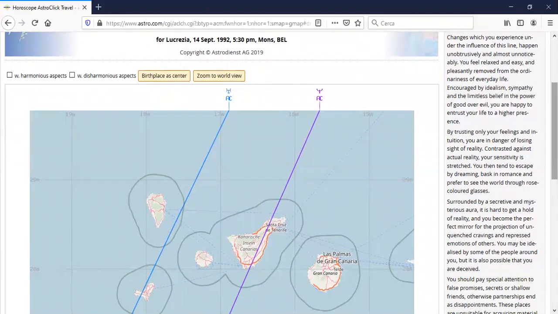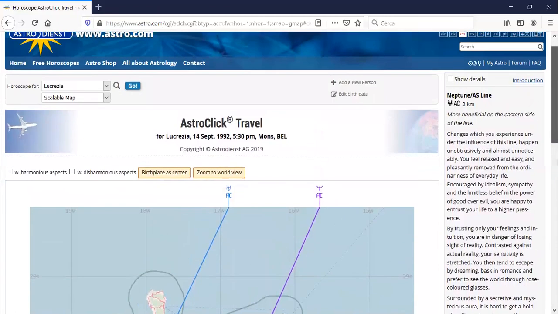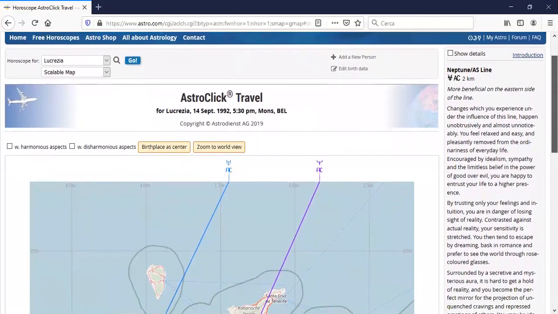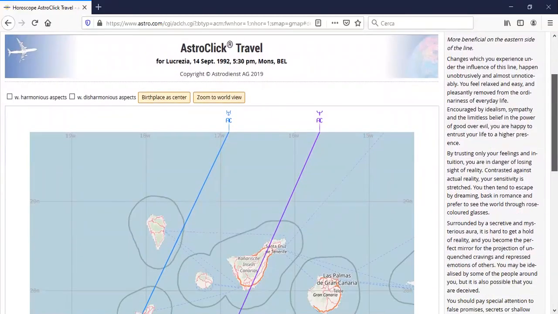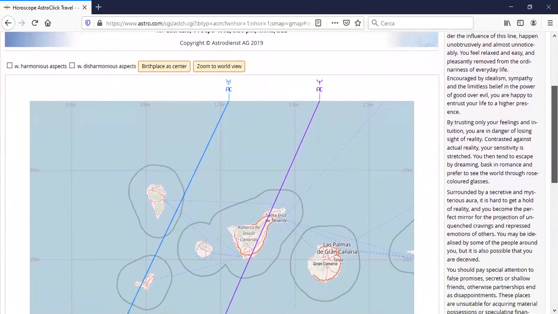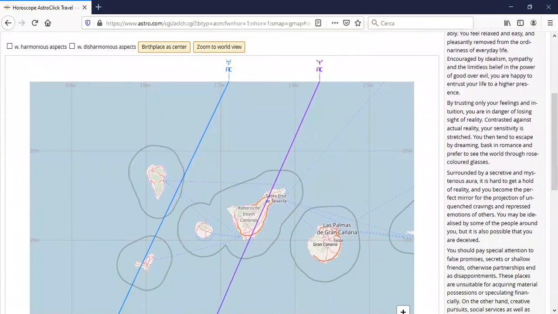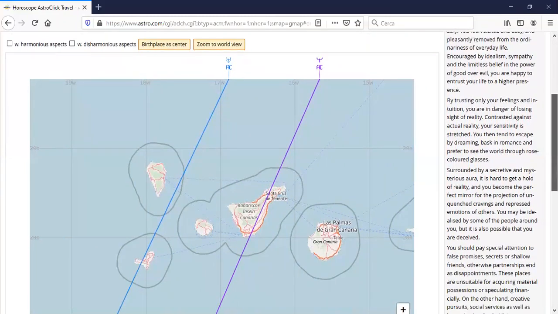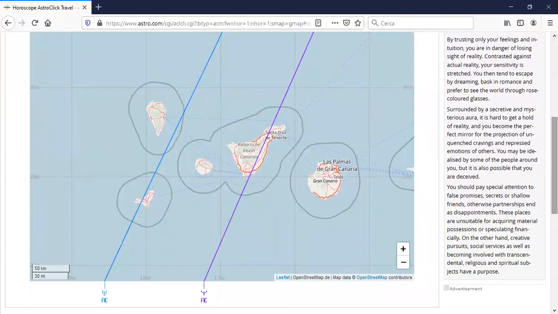So Neptune line is a lot about secrets, mystery, deception. The people that I met, the first impression that I had of them was completely wrong. So I had to learn to discriminate, and I had to learn to let go of my ideals because they weren't true. Yet at the same time, being Neptune, it was a very creative period of my life.